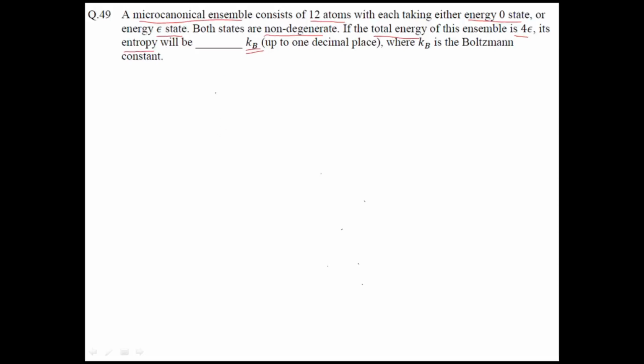We know the formula entropy S is equal to Kb into ln of omega, that is, the number of possible microstates. We have to find the value of this. It is given that N is equal to 12, and also the total energy is 4E. So omega is nothing but the number of combinations in which it can be arranged.